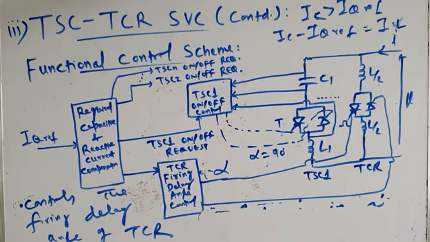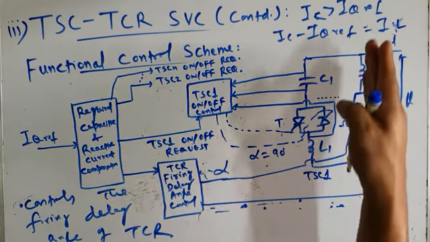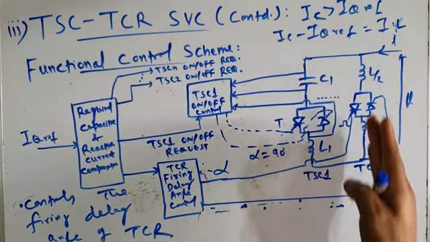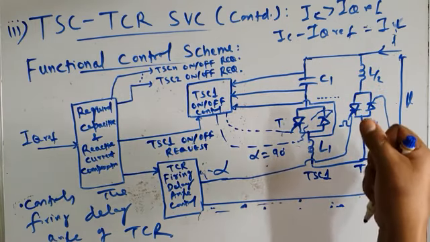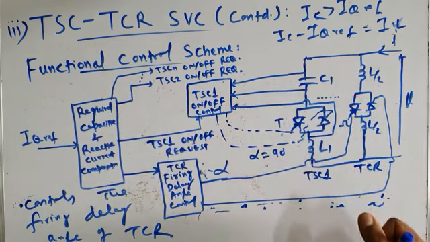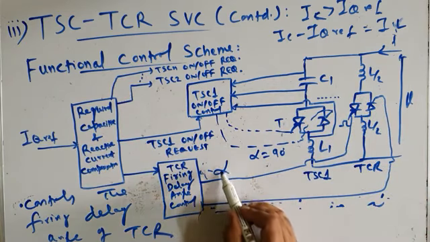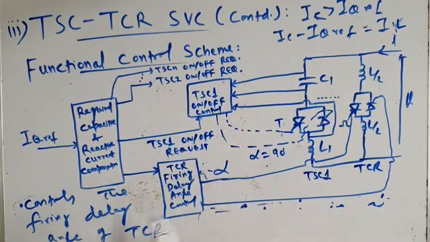And third is that once the controller knows how much inductive current or reactive current has to be drawn by this TCR, or in other words, how much capacitive reactive power it has to absorb, it has to find the delay angle or firing angle of TCR. So it controls the firing delay angle of TCR. So these are the three main functions which have to be performed by this functional control scheme. Okay. Now let us see how these functions are performed.